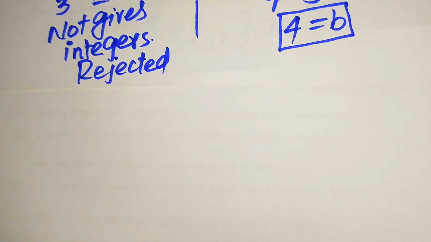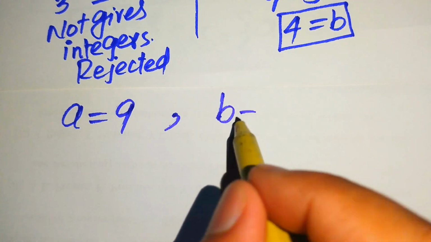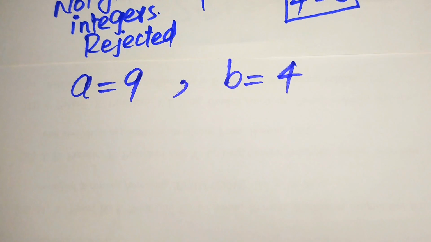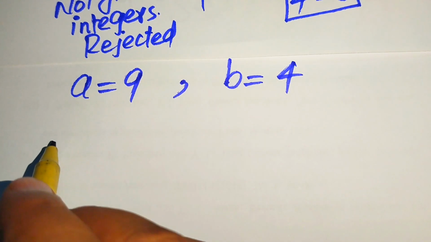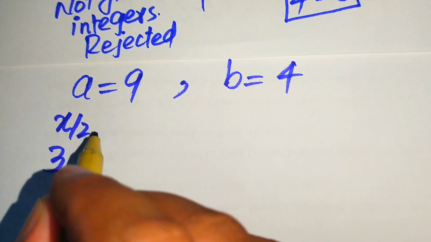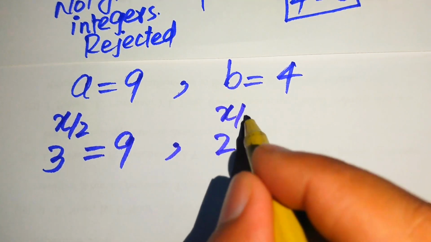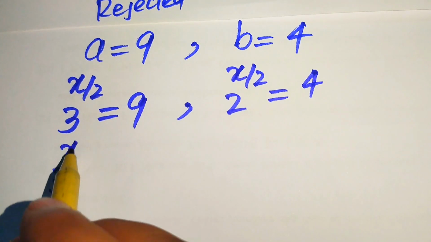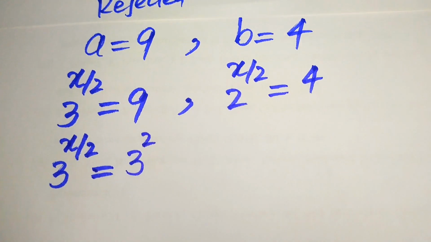And now we copy down the values of a and b. The value of a is equal to 9, and the value of b is equal to 4. You see that both of the values of a and b are integers. So now we move backward and substitute the values of a and b, and we get the values of x. So 3 to the power of x over 2 is equal to 9, and 2 to the power of x over 2 is equal to 4. So here we rewrite this equation as 3 to the power of x over 2 equals 9, and we write 9 as 3 square.